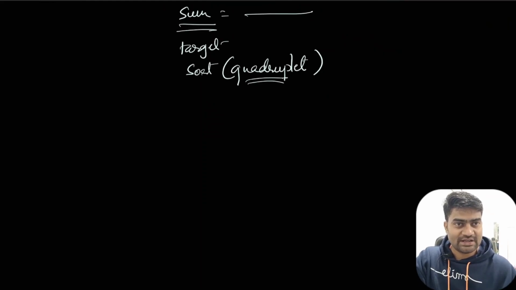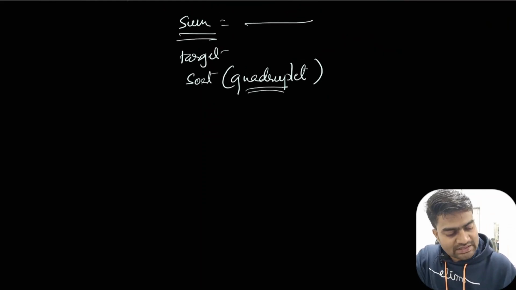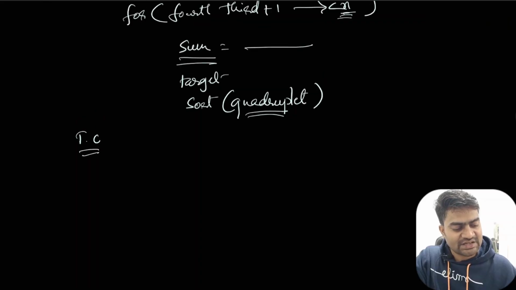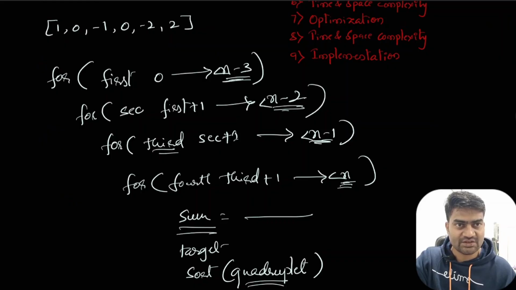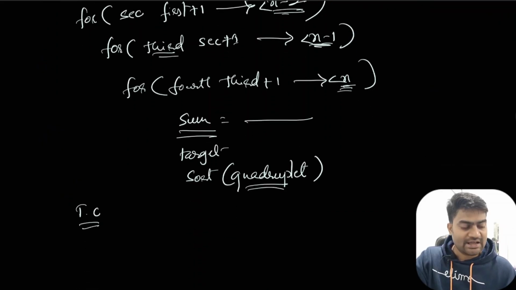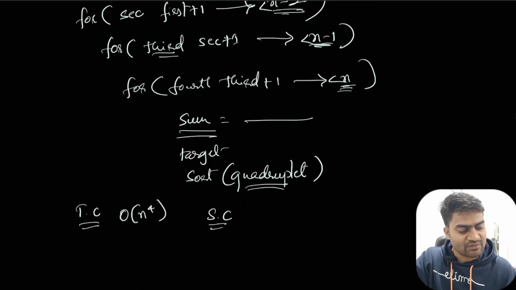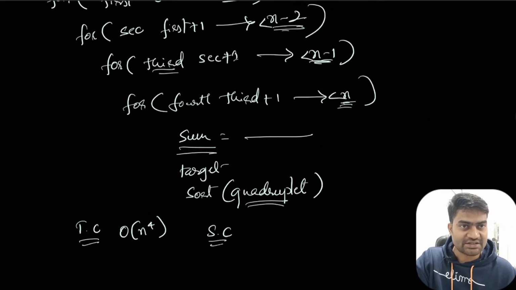Before proceeding further, let us also try to find the time complexity. It is pretty much straightforward, right? We use 4 for loops. So our time complexity becomes of order n to the power 4. And if you see the space complexity, we use set data structure to store the quadruplets, right? So it is somewhere of order n. It is not exactly n, it will be less than n, but we will consider it as order n.